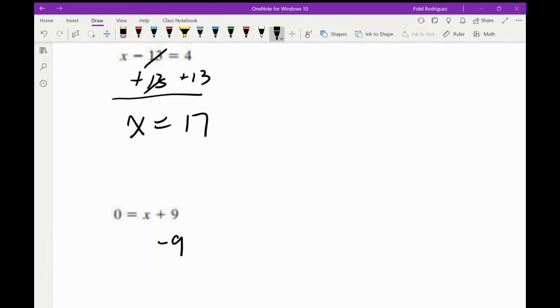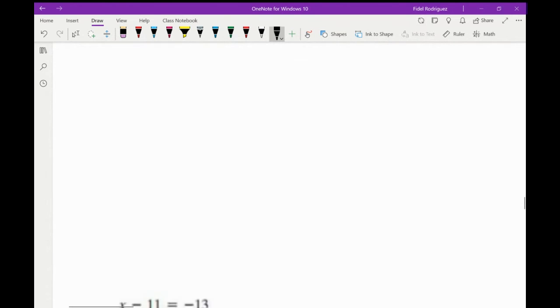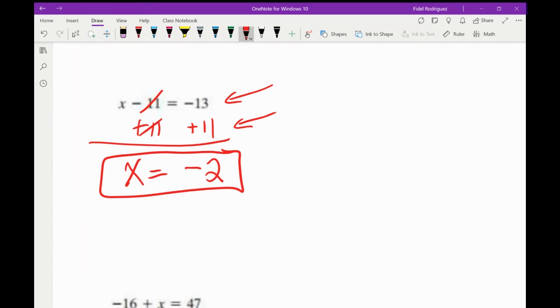So let's see. If this is a plus 9, I'm going to go minus 9. And if I look at this piece here, remember what this means. I don't have any money, and I borrowed $9 from you. Well, I still owe $9, right? Okay. And so the next one here, we have an x minus 11. So I'm going to go a plus 11. A plus 11. And so let's see. I owe you $13, and I only have 11, so I owe you 2.